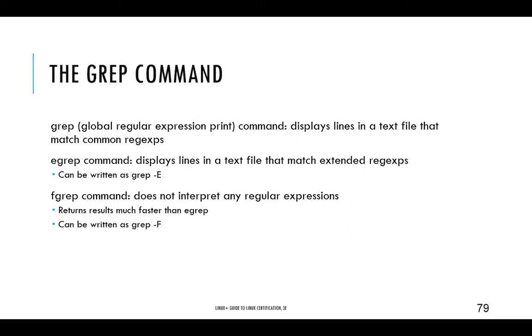grep is what we call global regular expression print. It's a command that displays the lines in a text file that match regular expressions. egrep displays lines in a text file that match extended regular expressions. You write that as grep -E, and if you don't want to interpret it, it's -F.